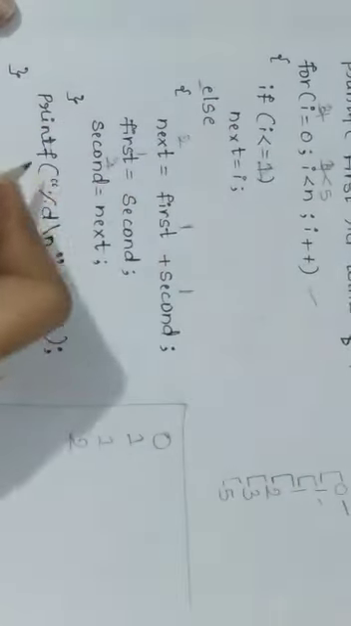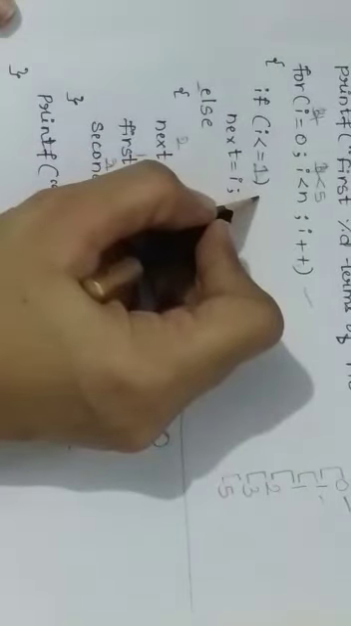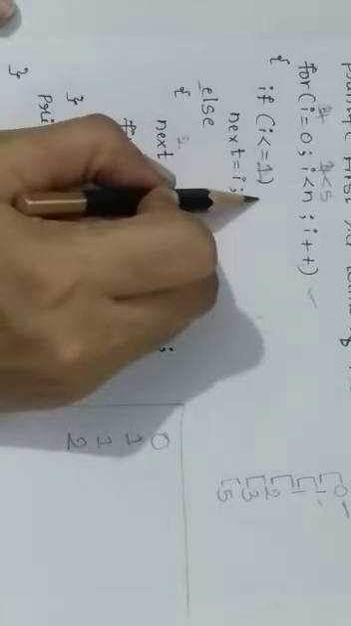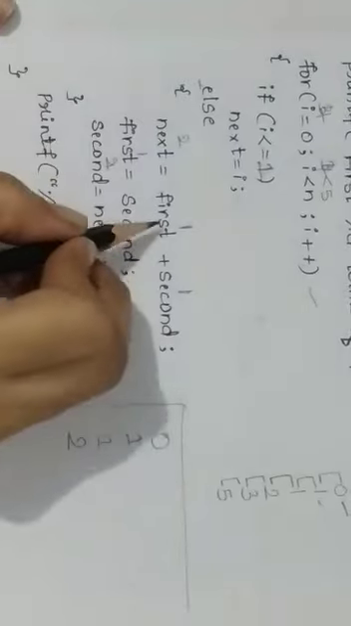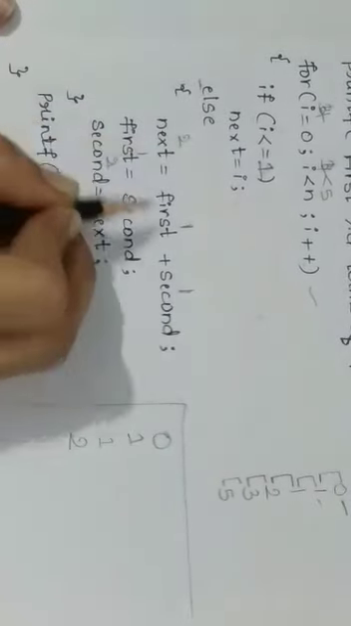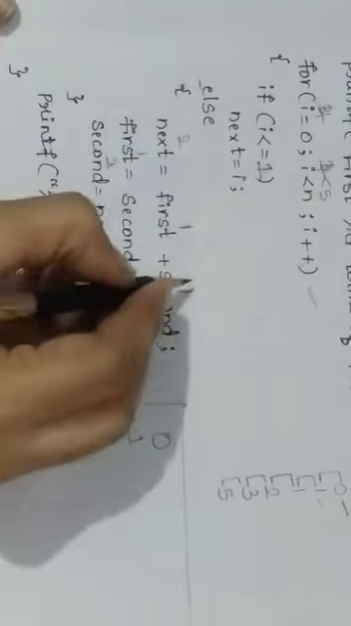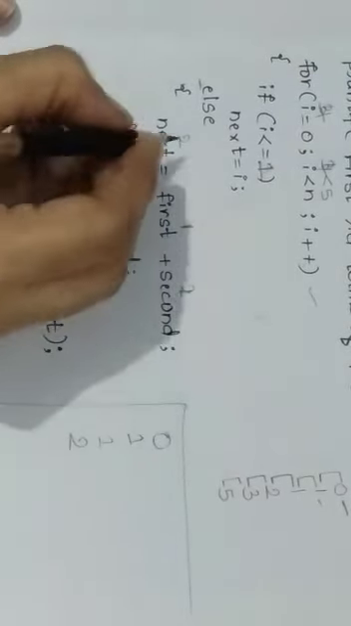Now again loop will be incremented. i becomes 4. 4 is less than 5, so condition is true. Again it checks for if condition. i is less than or equals to 1. 4 is less than or equals to 1. No, condition is false here. Means it will not execute this statement. It will come to else part. So what is the value of first now? First value is 1. What is the value of second? Second value is 2. So sum of these two is 3.